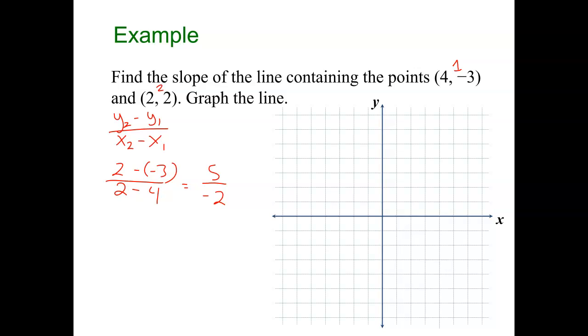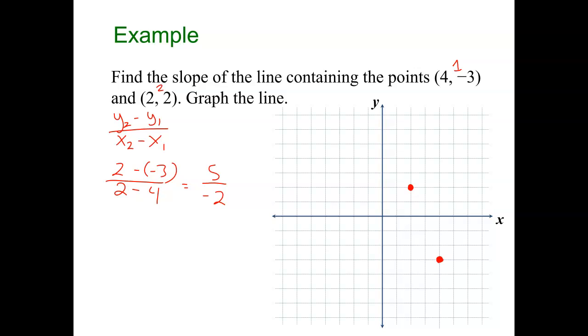Let's plot these points. So I'm going to plot 4, negative 3. What quadrant is 4, negative 3 located in? 4. Which one is 4? This one. Oh, I was thinking of the opposite. The x is 4, the y is negative 3. That puts us in quadrant 4. Okay? Point 2, 2 is in quadrant what? 1.